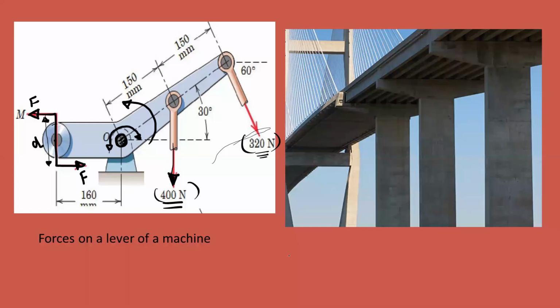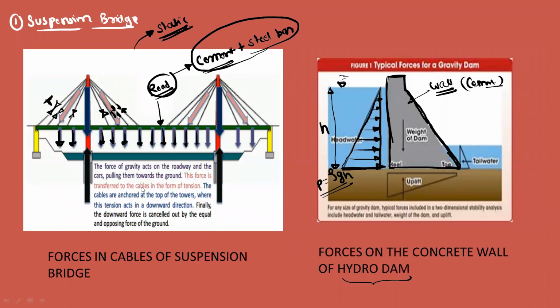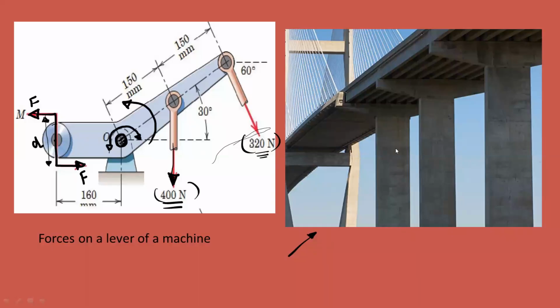And here is the actual image of the suspension bridge. This is simplified for calculation purposes, and this is the actual structure. These are the suspension cables, as you can see here. These cables are used to support the weight of this concrete road.